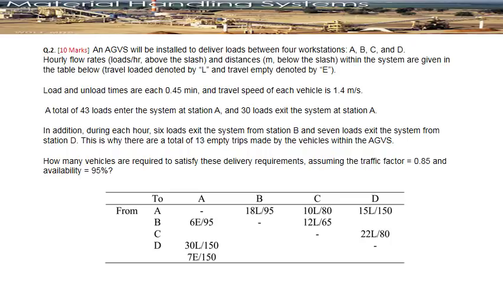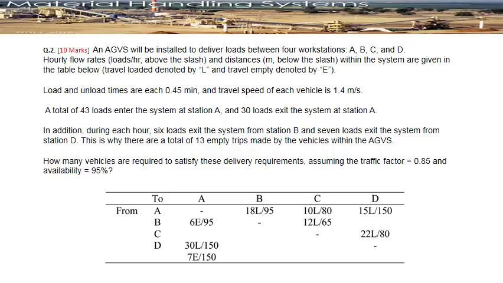So we would like to know how many vehicles are required to satisfy these delivery requirements, assuming a traffic factor of 0.85 and an availability of 0.95. And once again, I have to remind you that if we are going to have an efficiency, we are going to use it. If not, we are going to consider it as unity, 1.